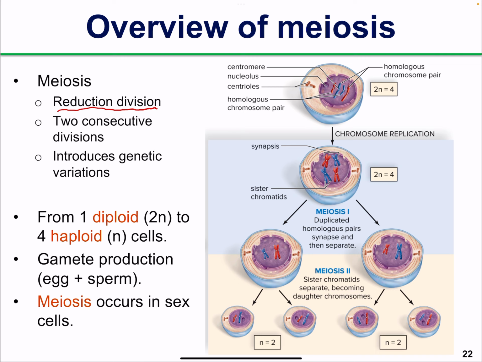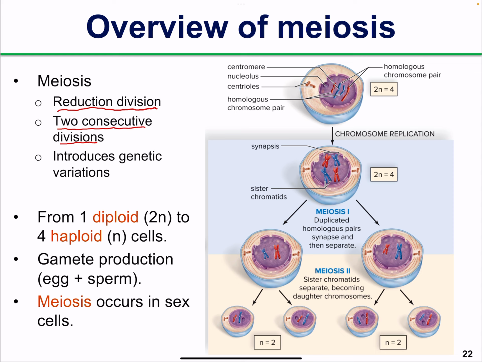Meiosis is also 2 consecutive divisions. So it's not barely 2 divisions, it's 2 consecutive. Now, these 2 consecutive divisions do not have an interphase between the first division and the second division.